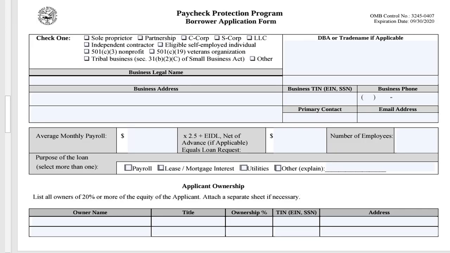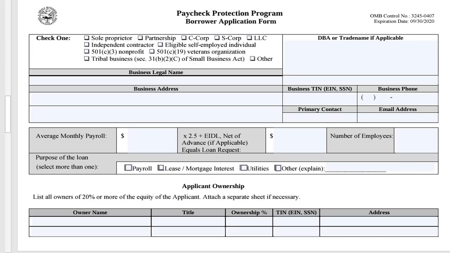If we take a look at the format here, you can see that the business legal name is asked for, as well as checking off the type of company that it is. The business address, it asks for the doing business as or trade name, business tax ID number, which is usually the FEIN number of the company, business phone number, primary contact, email address. Pretty straightforward, pretty simple. It starts out.